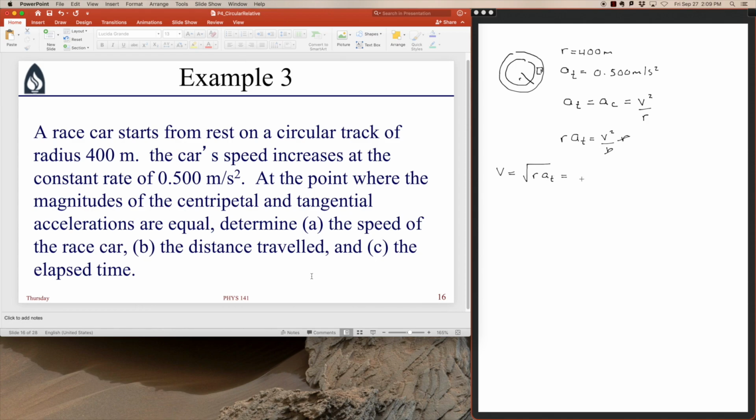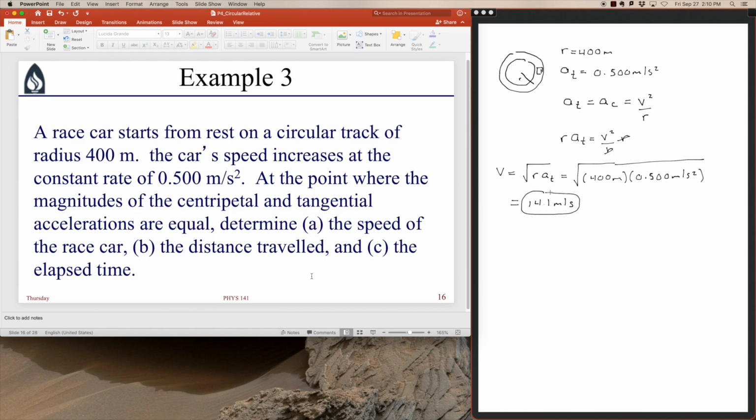And plugging in numbers, r is 400 meters, and the tangential acceleration at this point is 0.5 meters per second squared. That gives me a speed at that point on the racetrack of 14.1 meters per second. All right, so that looks like my answer to part A of the question.